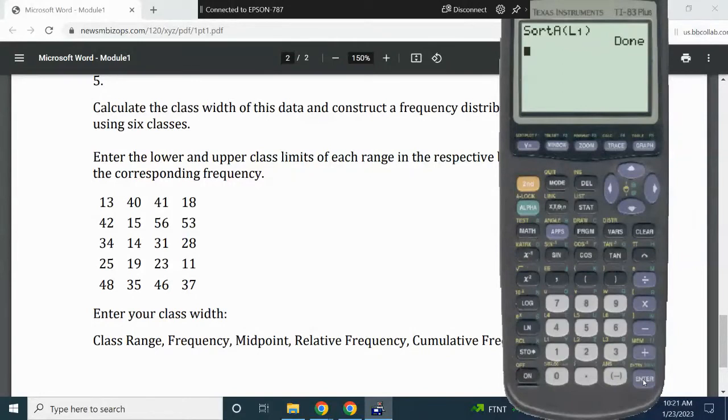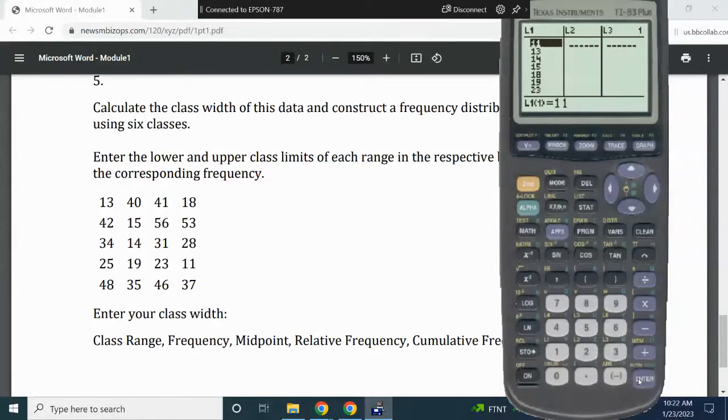In order to see that list sorted, I want to go back into stat. And where it says edit, I'm going to hit enter. And now there are the numbers in order from smallest to largest. Okay. And this is going to become handy as we go along, just to put stuff in order.